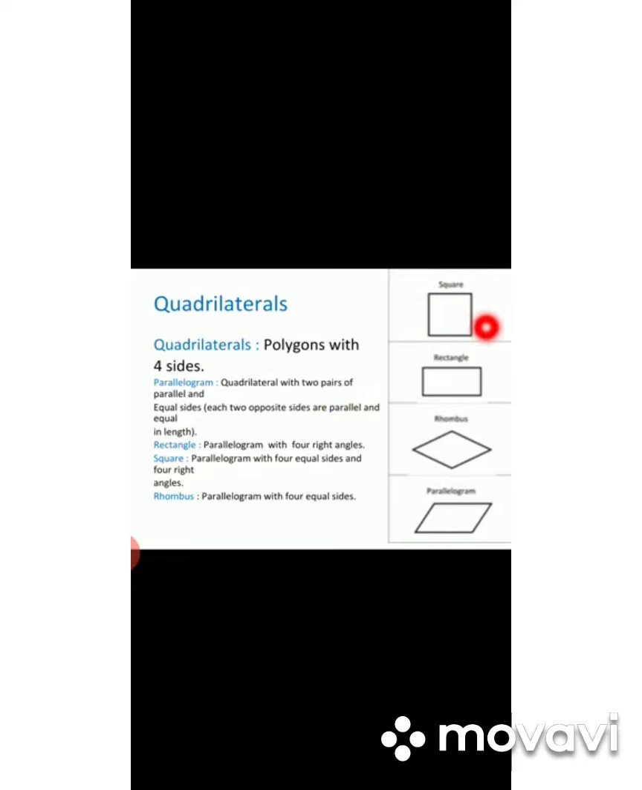The third quadrilateral is a square. A square is also a parallelogram, okay? But all sides are equal in length, and it also has four right angles. Rhombus. A rhombus is a parallelogram with four equal sides. What about the angles of the rhombus? Are they right? No, they are not right angles.